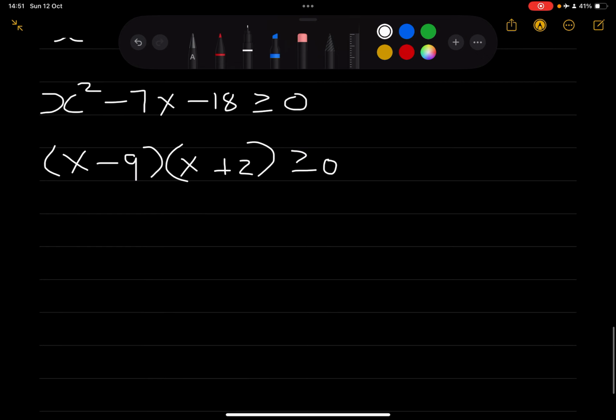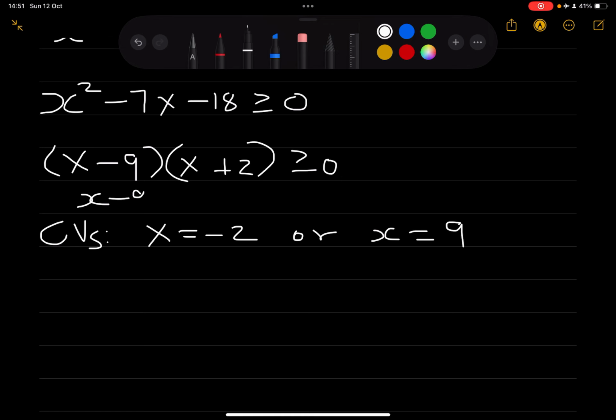Okay, and then you write your critical values, CVs for critical values. I'm sure we can see that it's going to be x equals minus 2 or x equals positive 9, because here I'm going to have x minus 9 equals 0 or x plus 2 equals 0. Then moving the numbers to the right, we see that we get these two critical values.